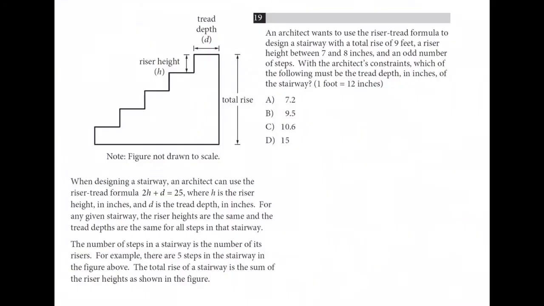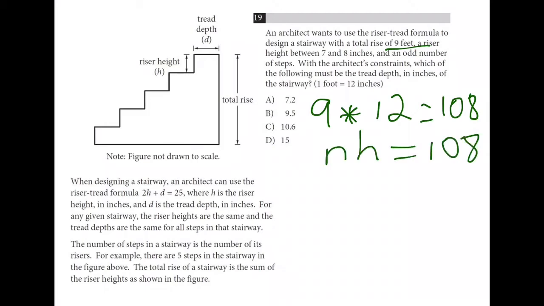19, same scenario. An architect wants to use the riser tread formula to design a stairway with a total rise of 9 feet, a riser height between 7 and 8 inches, and an odd number of steps. With the architect's constraints, which of the following must be the tread depth in inches of the stairway? So we begin with 9 times 12, because we have 9 feet, and there are 12 inches per foot. So our total rise is 108 inches.